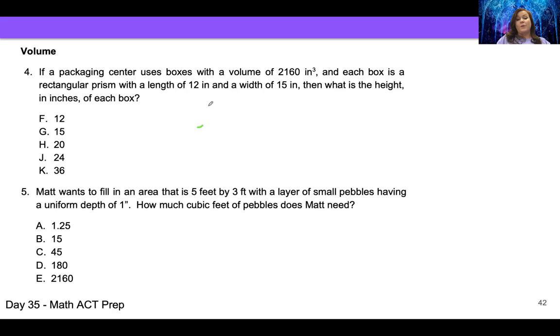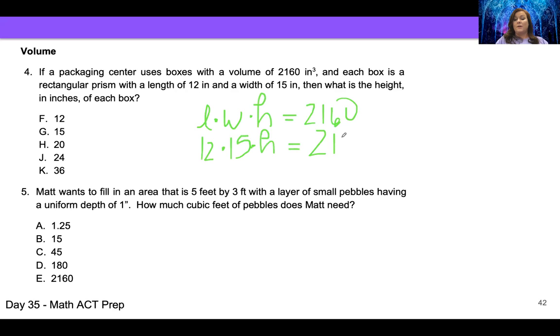So this formula is basically just length times width times height. And it's going to equal 2160. We know that length is 12. We know that width is 15. We don't know height. And so equals 2160. So all we have to do now is take our calculator, 2,160 divided by 12 divided by 15. The other side is 12.